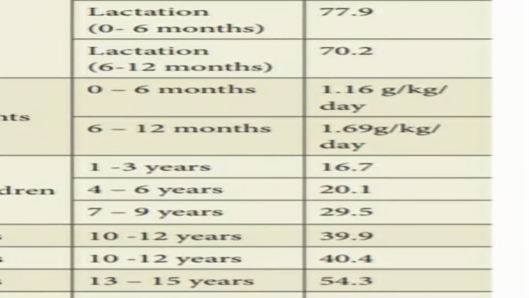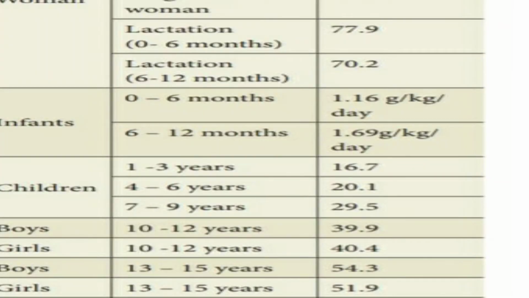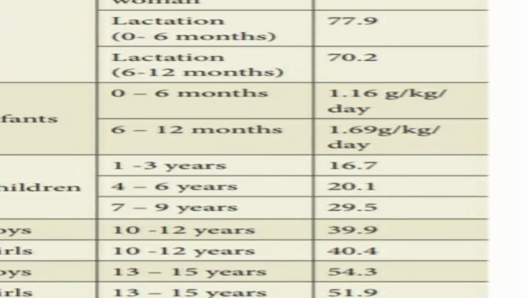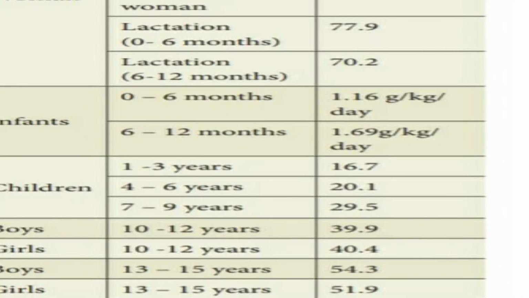Then for infants, first 0 to 6 months, it is 1.16 gram per kg per day, and this is mostly met by the breast milk if it is sufficient. And for infants 6 to 12 months, 1.69 gram per kg per day. And for children 1 to 3 years, it is 16.7 grams per day, and 4 to 6 years it is 20.1 grams per day, and for 7 to 9 years it is 29.5 grams per day.